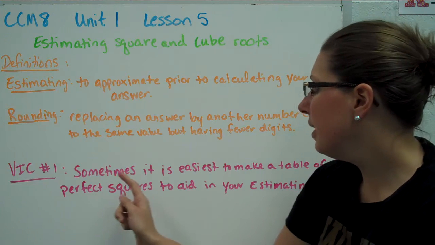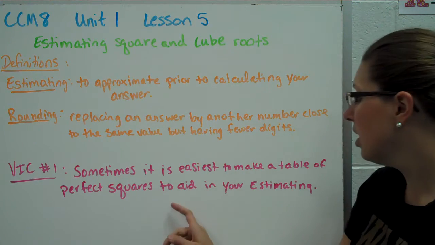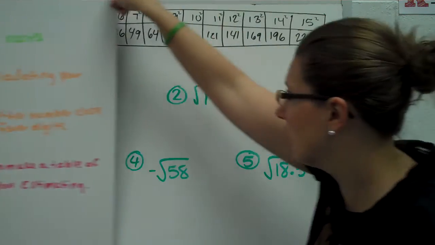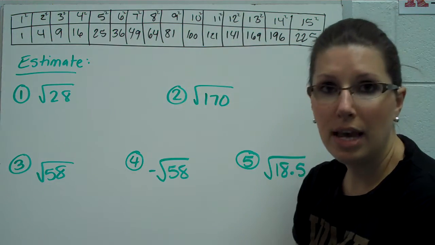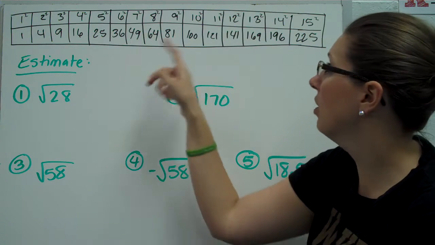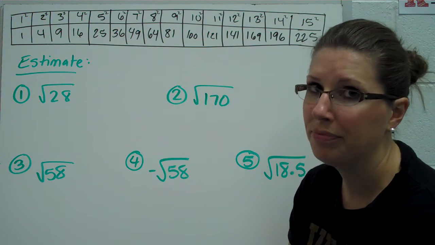Tip number 1, sometimes it's easiest to make a table of perfect squares or cubes to aid in your estimating, which is what we did up here. I went ahead and made a table. I think you have a table on your paper. Go ahead and fill it in with all of this information. Most of you should have this memorized by now.